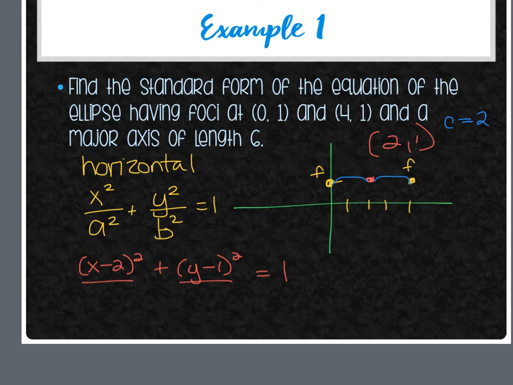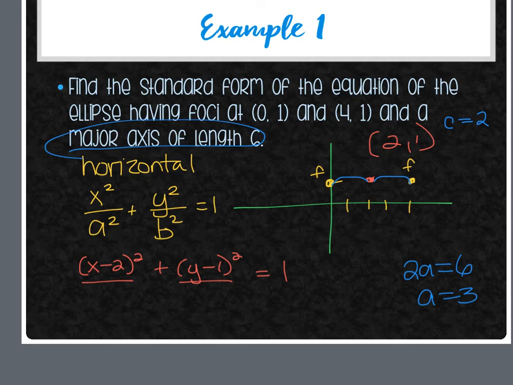So I have the C. I need A and B. I don't have enough yet to plug it into C squared equals A squared minus B squared. But what other piece of information did they give you that we haven't used? The major axis. So if the major axis is 6, what did we say the major axis equals? 2A. So A is 3.